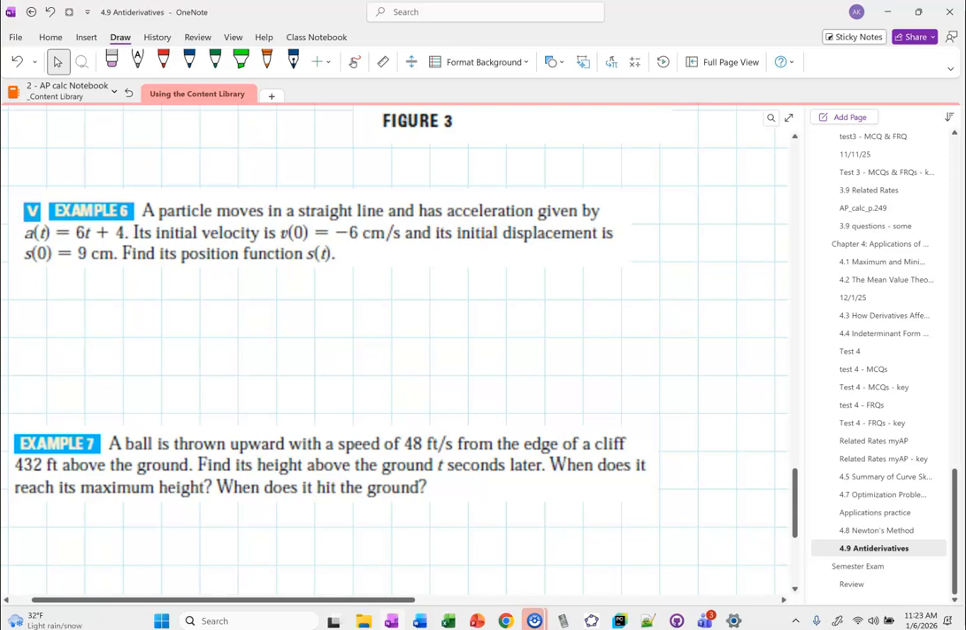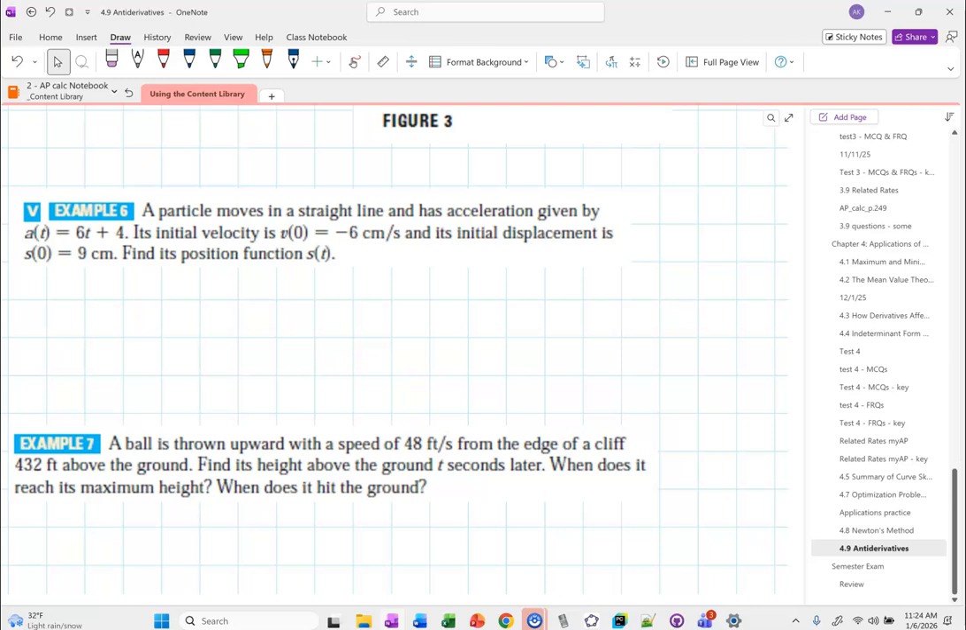Last couple of example problems, and we're going to be done with this section. So here, these are story problems, and they should be familiar sounding. We say a particle moves in a straight line and has an acceleration given by a of t equals 6t plus 4. Its initial velocity, v of 0, is -6, and its initial displacement, s of 0, is 9. Find its position function, s of t.